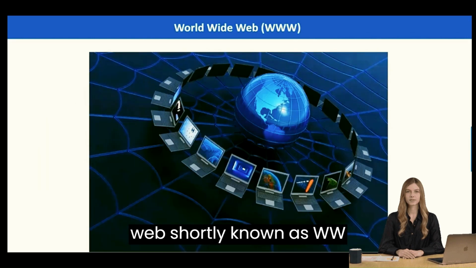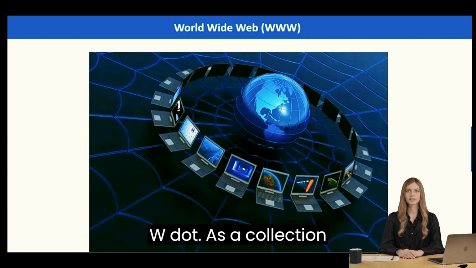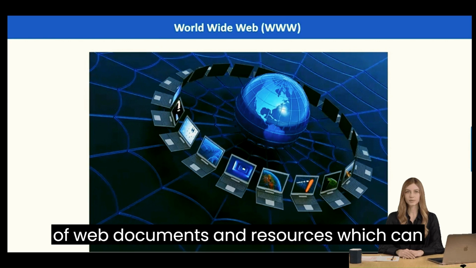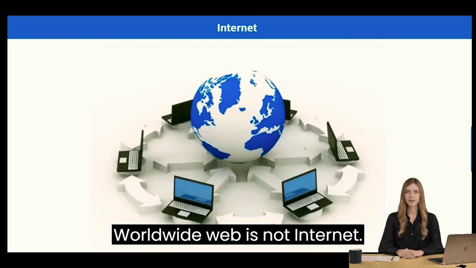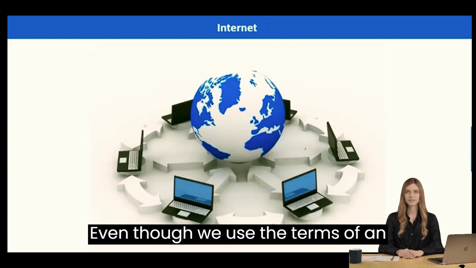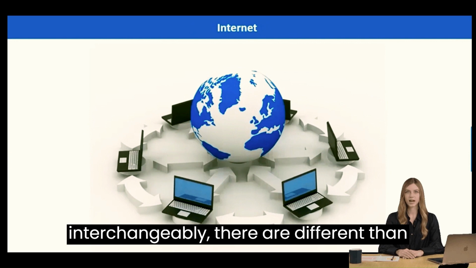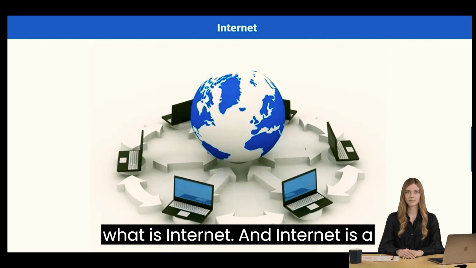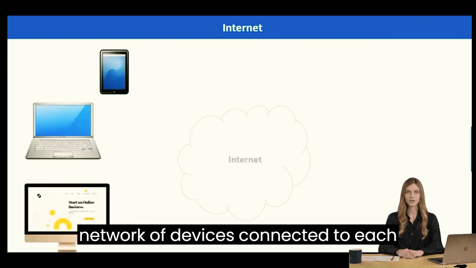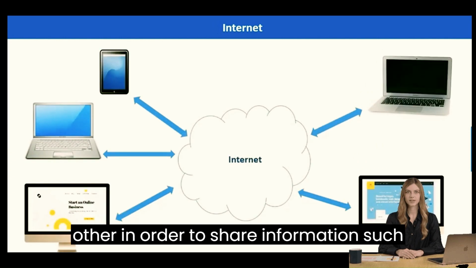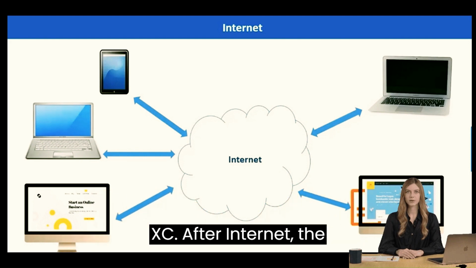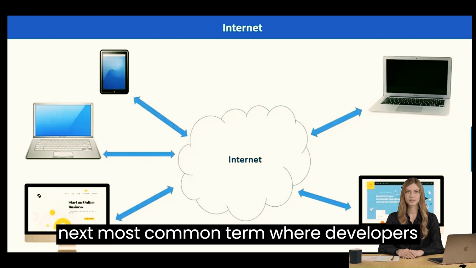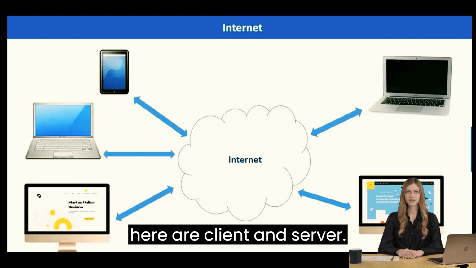World Wide Web, shortly known as www, is a collection of web documents and resources which can be accessible over internet. World Wide Web is not internet. Even though we use the terms often interchangeably, they are different. What is internet? An internet is a network of devices connected to each other in order to share information such as email, file transfer, and conferencing etc. After internet, the next most common terms web developers hear are client and server.